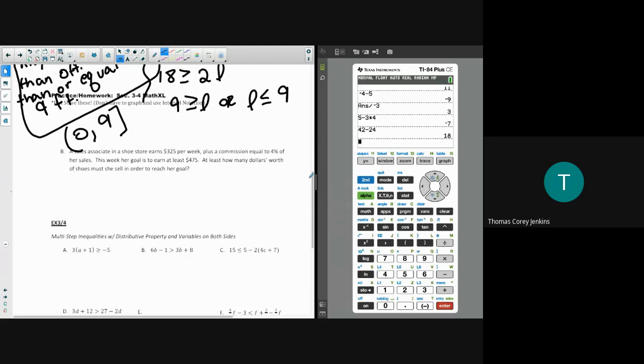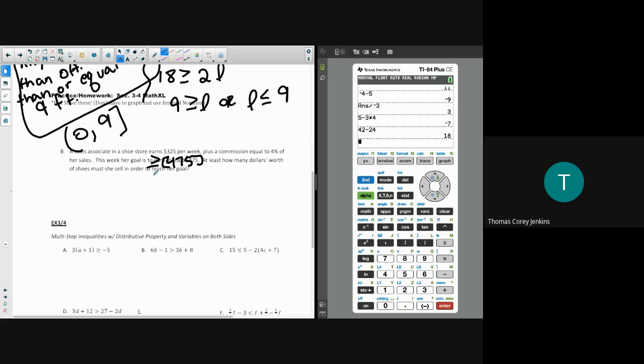All right, so just putting this one together. A sales associate in a shoe store earns $325 per week plus a commission equal to 4% of her sales. This week, her goal is to earn at least $475, so that's easy at this point, hopefully. We know that that's going to mean greater than or equal to $475. At least how many dollars worth of shoes must she sell in order to reach her goal?